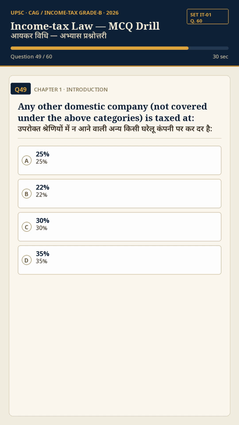Question 49. A domestic company under the above categories is taxed at: Option A, 30%. The correct answer explanation. Any other domestic company, not fitting the concessional categories, is taxed at 30%.